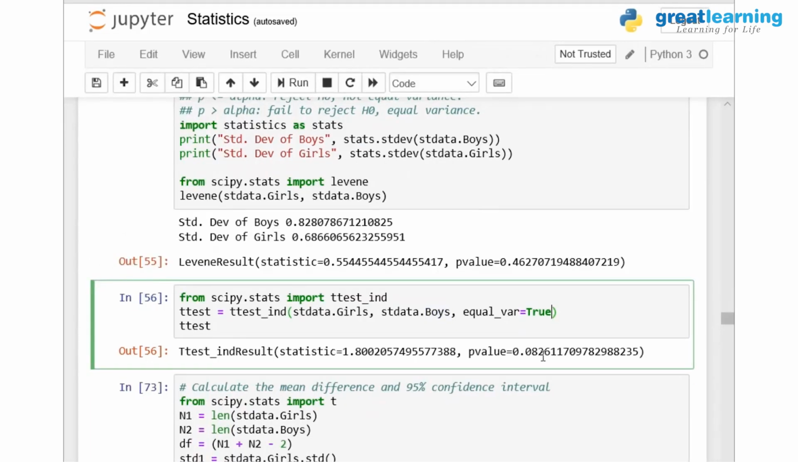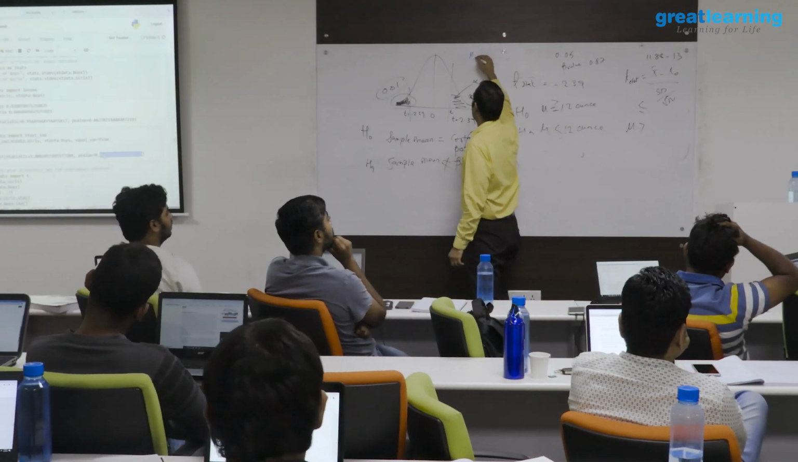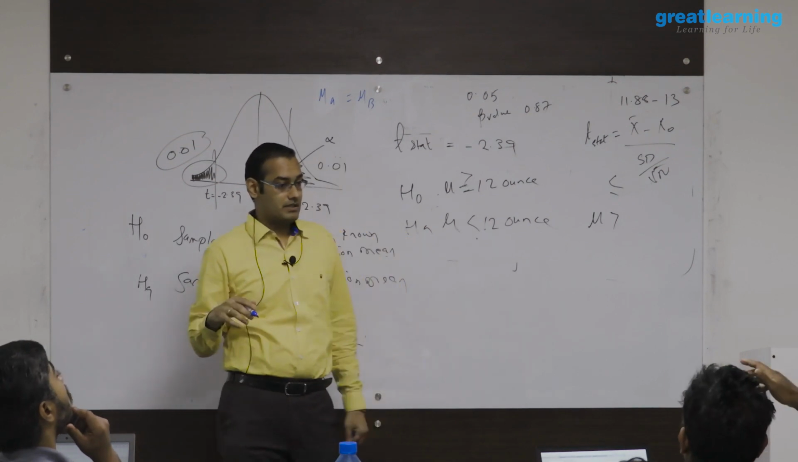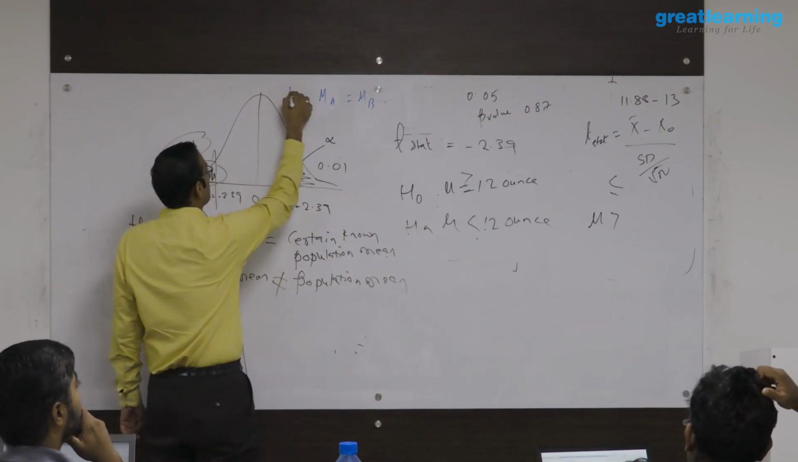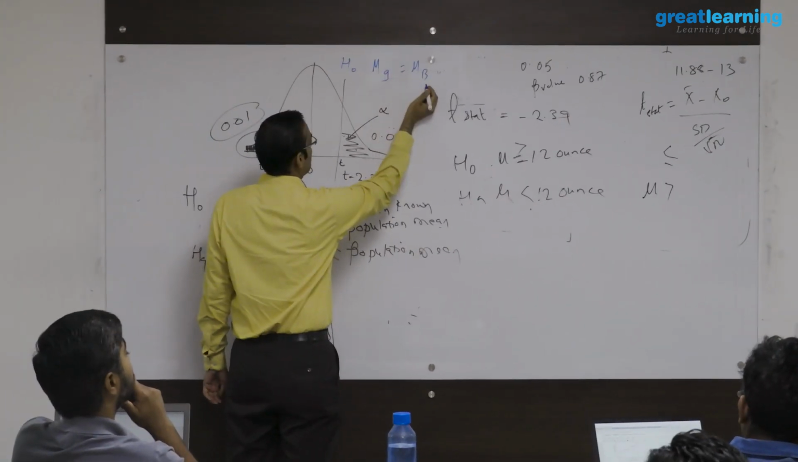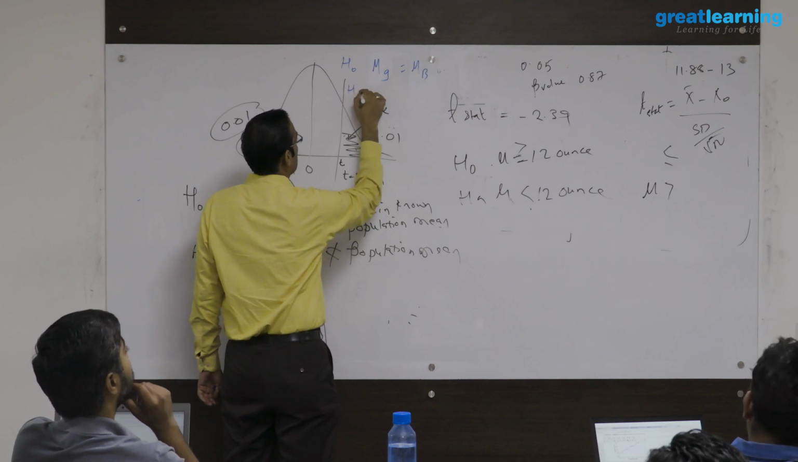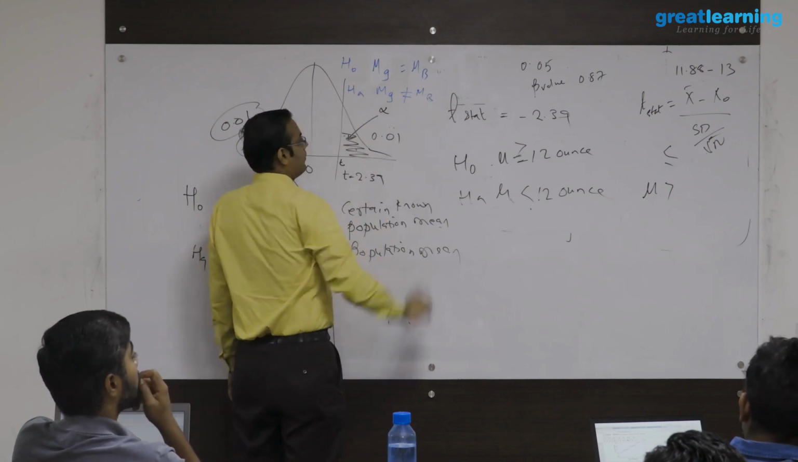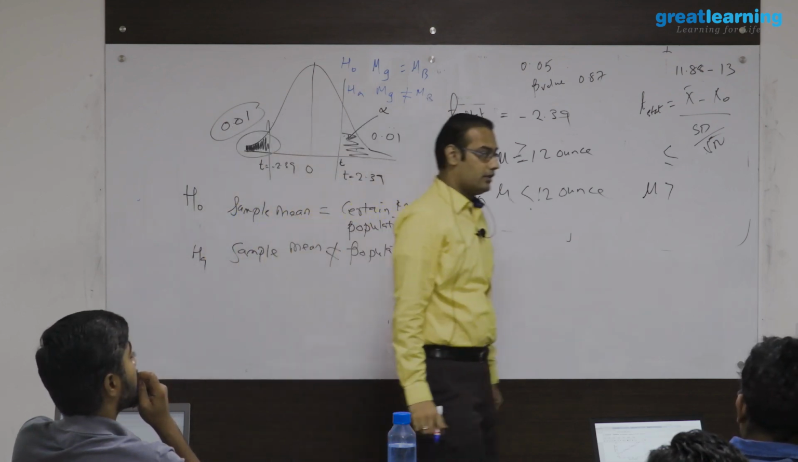It applies that and it gives me a p-value of 0.08 at an alpha of 0.05. Null hypothesis in t-test is mean A equal to mean B. So mean A is mean hours given by girls, equal to mean hours given by boys. Alternate is mean hours given by girls is not equal to mean hours given by boys. That's our alternate. P-value is coming out to be 0.08.